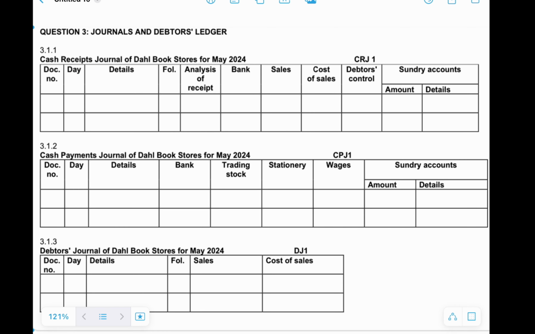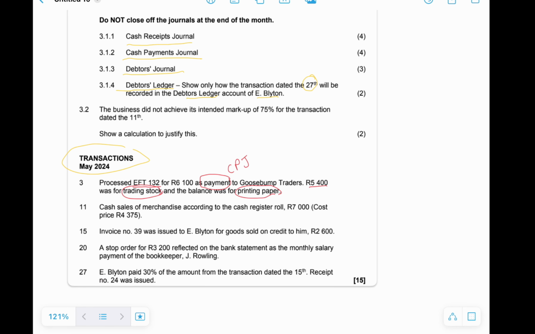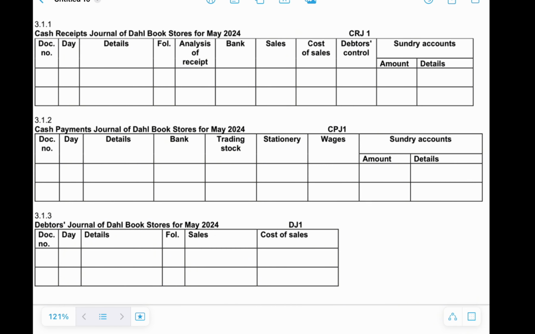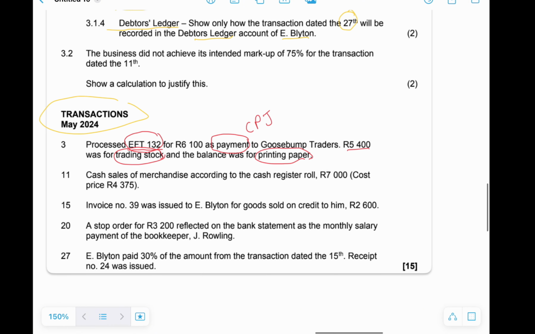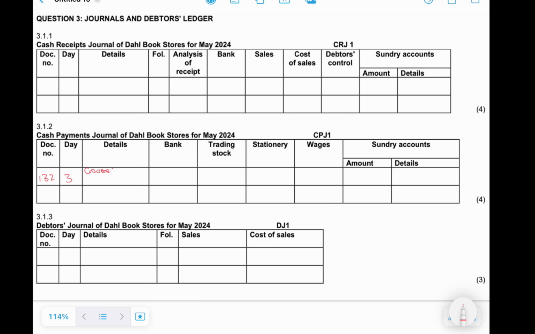Here's how our answer sheet looks. So you go to the cash payments journal, document number. They told you that they processed EFT number 132. So document number will be EFT 132. The day was the 3rd of May. Details in the cash payments journal: you write the name of the payee as the detail. So the person whom you are making a payment to. In this case, our detail will be Goosebump traders because we are paying the money to Goosebump traders.